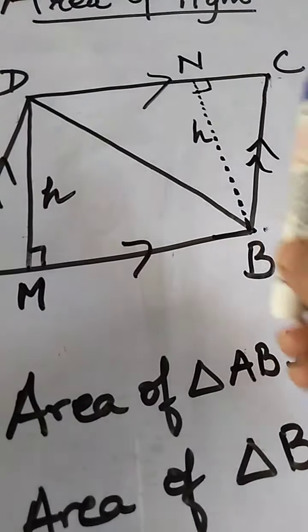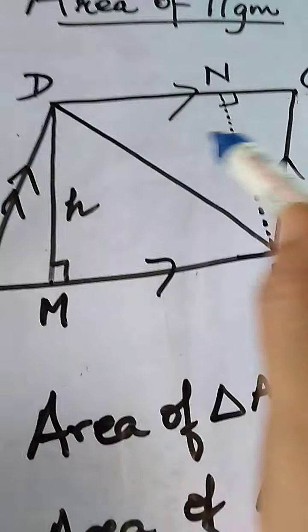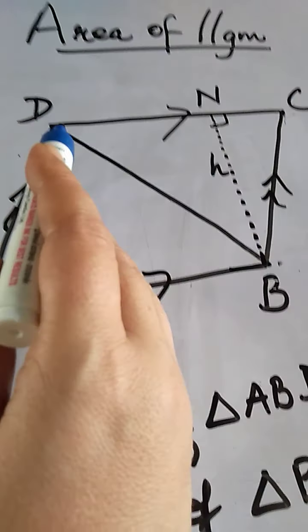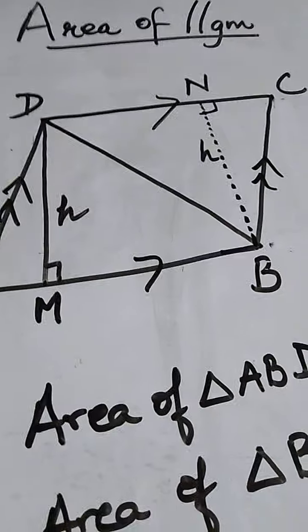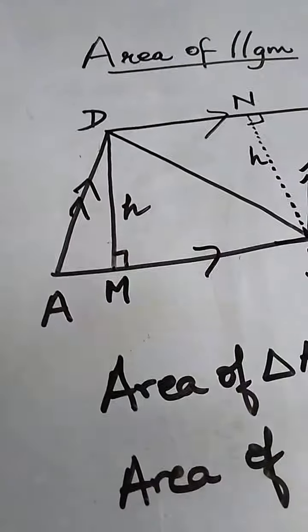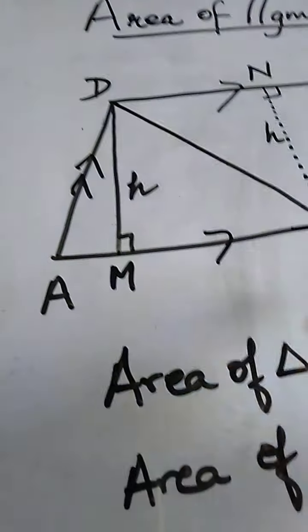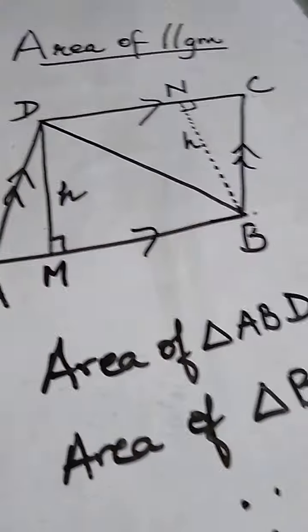We can take the other side also as the base, but then we should know the corresponding height. If I take DC as the base, then the corresponding height should be from D here. Clear? So how did we get base into height for the area of a parallelogram? It is the sum of the areas of the two triangles formed, having the same height, and the base is also the same. Clear? Because AB is equal to CD.